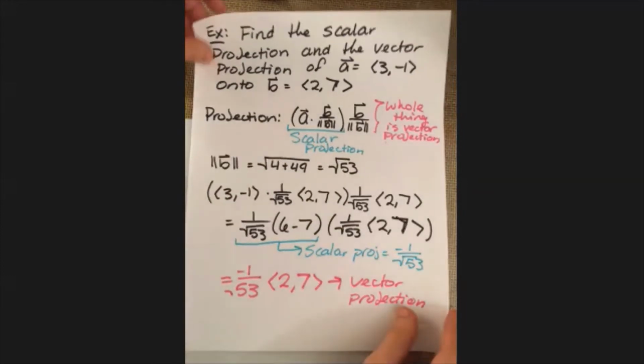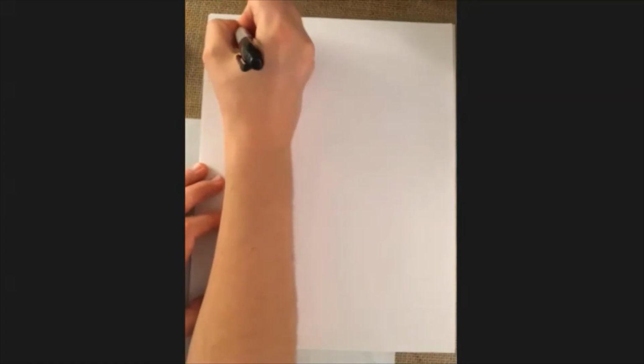So let's apply this in another example. One place where it's advantageous to use the scalar projection versus the vector projection is when we're trying to find, for example, the distance between a point and a plane. And that's actually going to be our next example here.